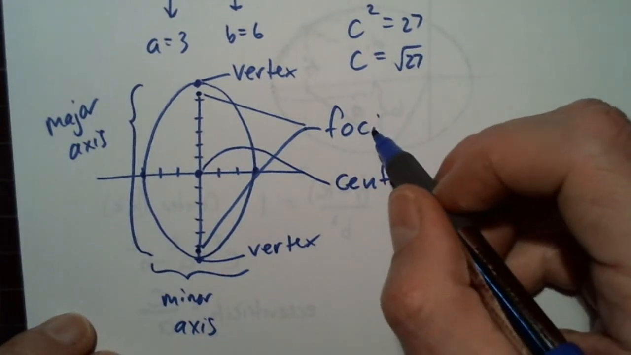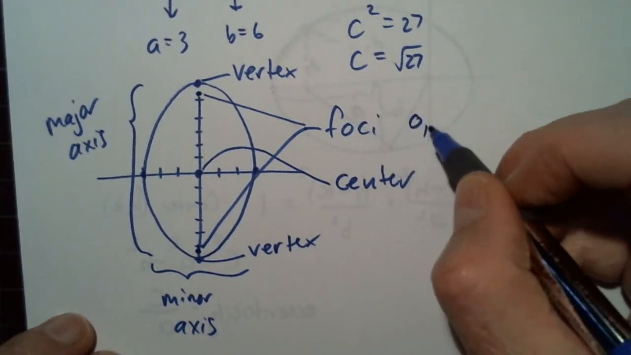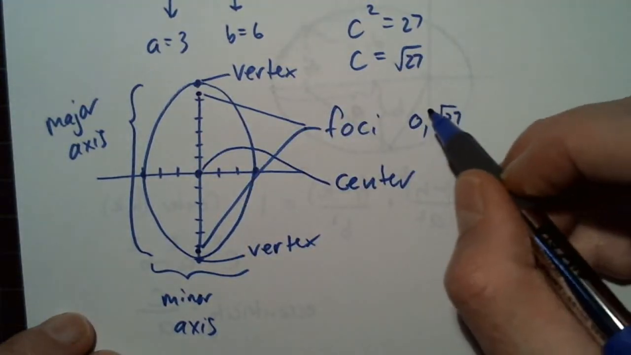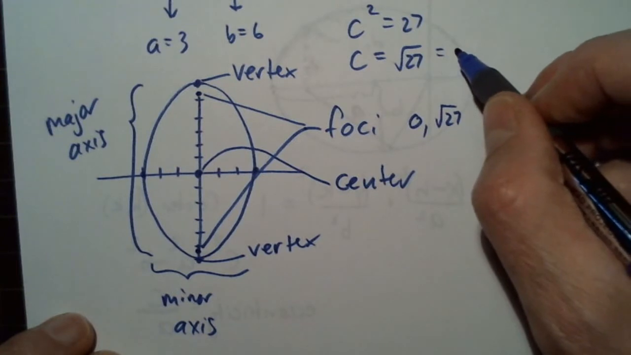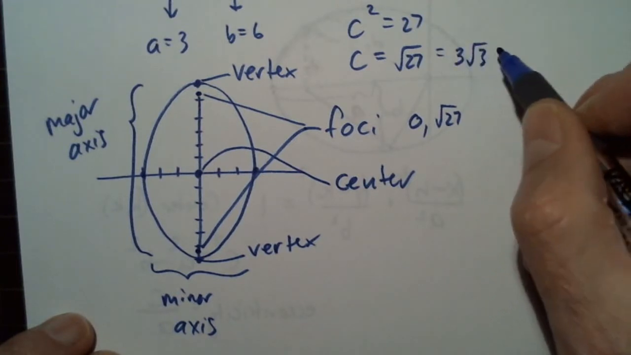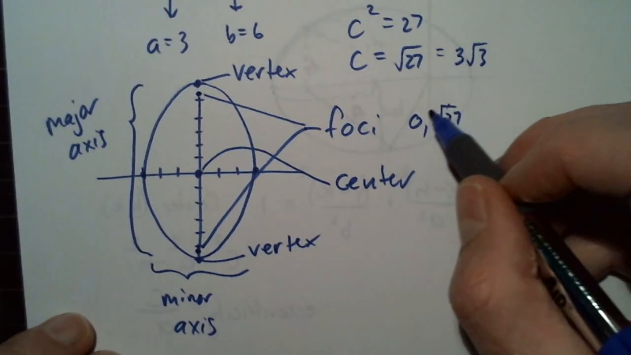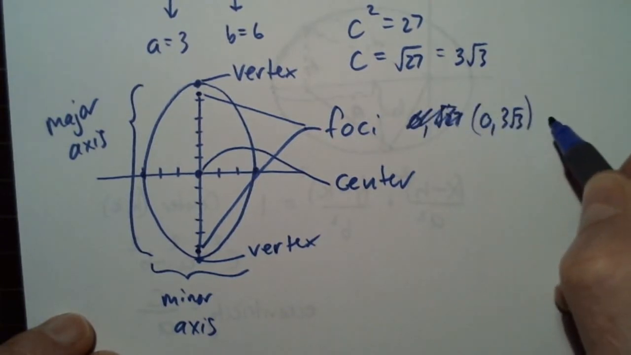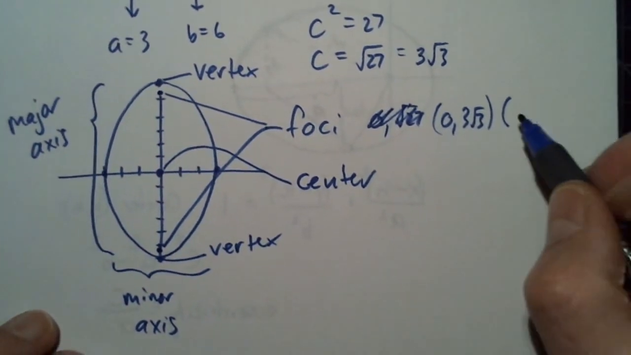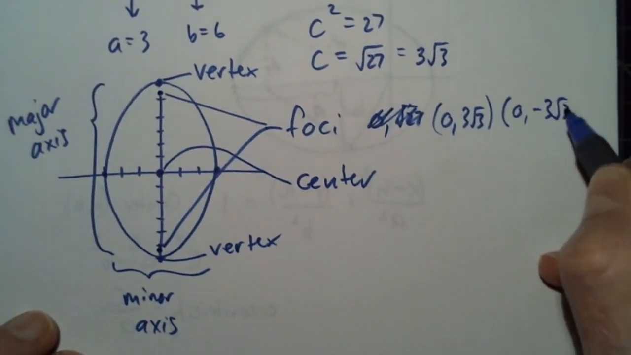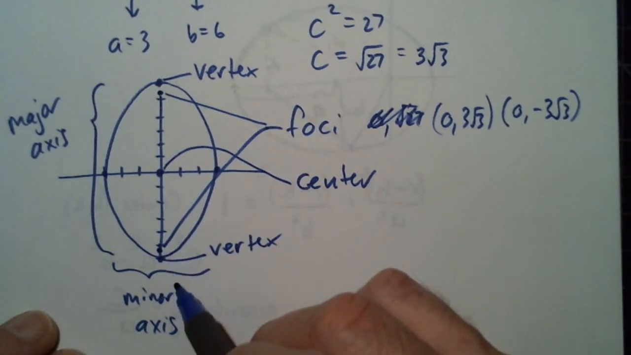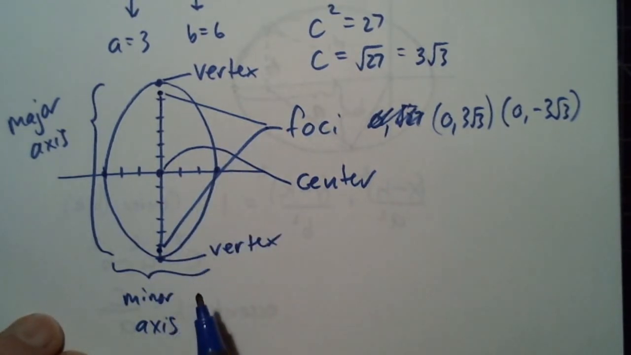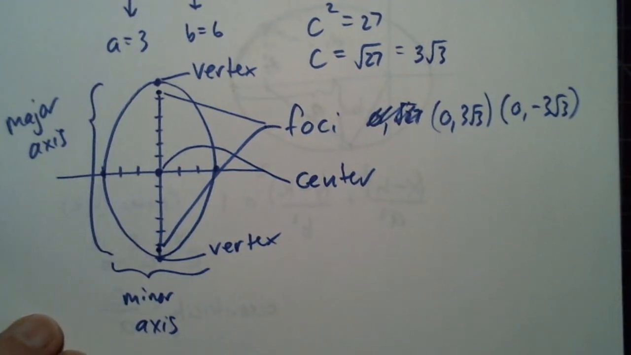When we write out the coordinates of the foci, we could say 0, and then it's up radical 27. Oh, let's not write radical 27. Let's write 3 radical 3. 0, 3 radical 3, and also 0, -3 radical 3 for the foci. And we can see all the other parts of the graph too.